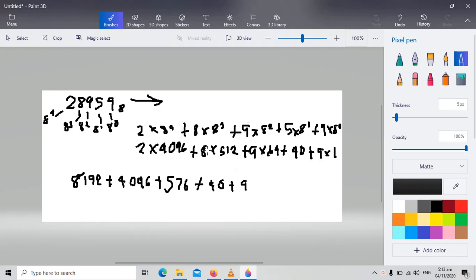Alright, so let's solve this. 8,192 plus 4,096 plus 576 plus 40 plus 9 is equal to 12,930. Now that's the decimal number of this problem.